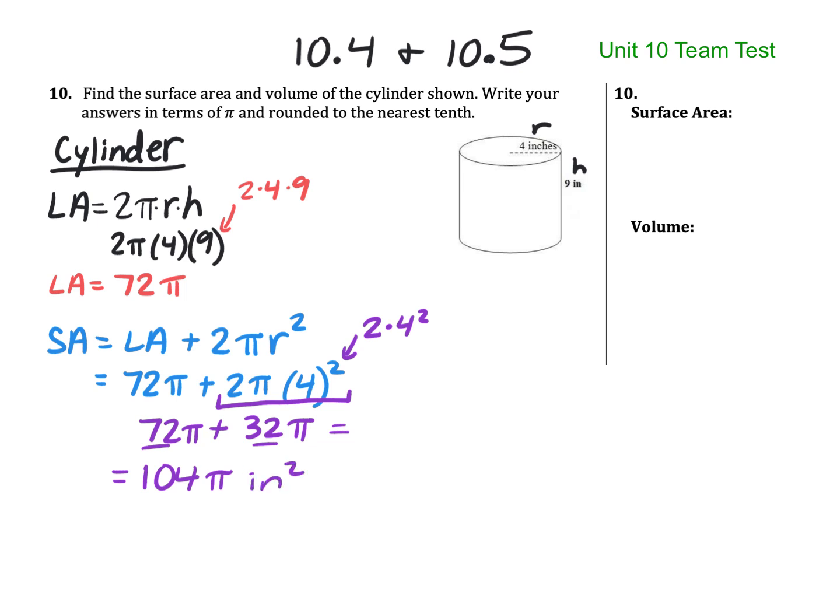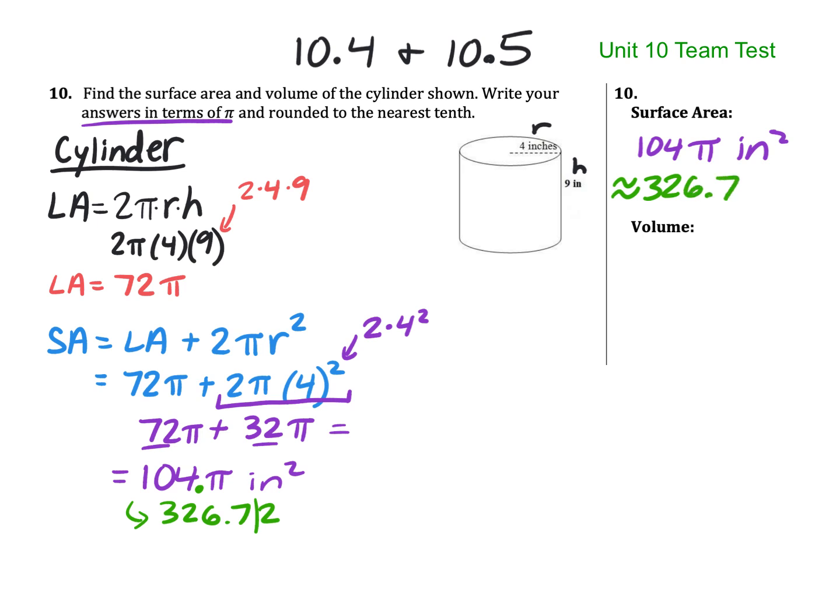inches squared. That's our exact answer. Now to get the approximate answer, you can just put this in your calculator. Remember that you probably need to put the decimal point in on your calculator to force it to give you a decimal answer. And when you type that in, it ends up being 326.72. Rounding to the tenths place, that's approximately 326.7 inches squared. So now we're done with surface area.